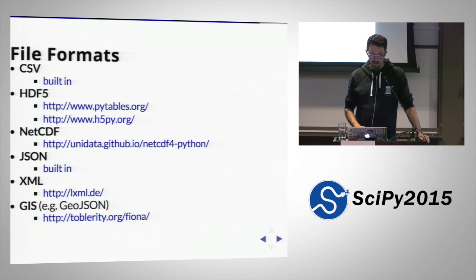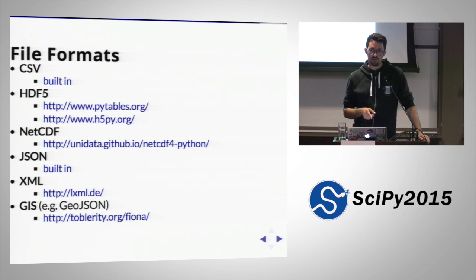HDF5 is something you might run across. It's a binary file format. There are libraries called tables and h5py for working with those. There's one for NetCDF, which you might run into especially in earth sciences. JSON is a common data format on the web. That's built into Python, and pandas can work with JSON data too.